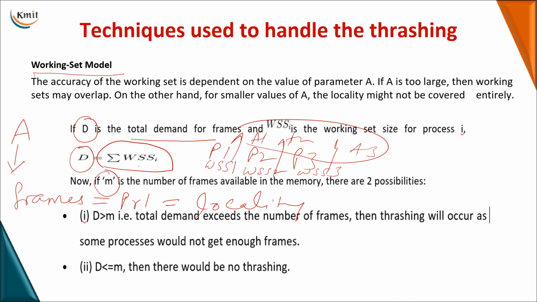Assume based on the principle of locality, process 1 requires 5, process 2 requires 4, and process 3 requires 3. Put together they are 12, but the available physical frames are only 9. If that is the case, it may lead to thrashing. But if your demand is less than or equal to the number of physical frames that exist, then we will not have any thrashing.